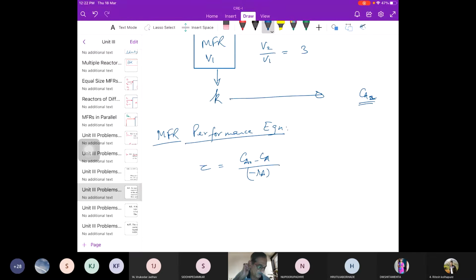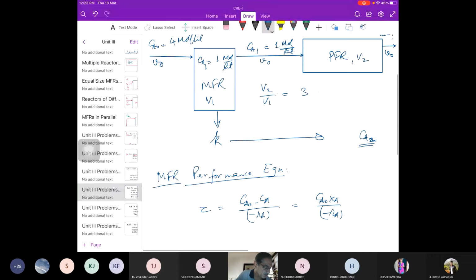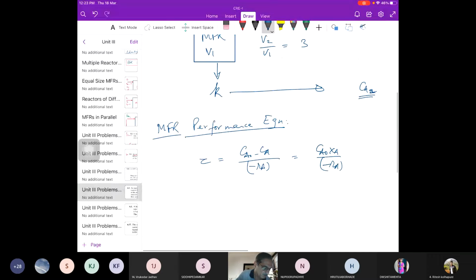ठीक है, ये परफॉर्मेंस इक्वेशन फॉर MFR, CA0 minus CA upon minus RA और CA0 X_A upon minus RA होता है, but we are going to use this form because you know the concentrations. You know CA0, you know CA. So you can write tau 1 and this is 1, CA1. So it is V1 upon V0 is equal to 4 minus 1 upon K into CA1 squared.